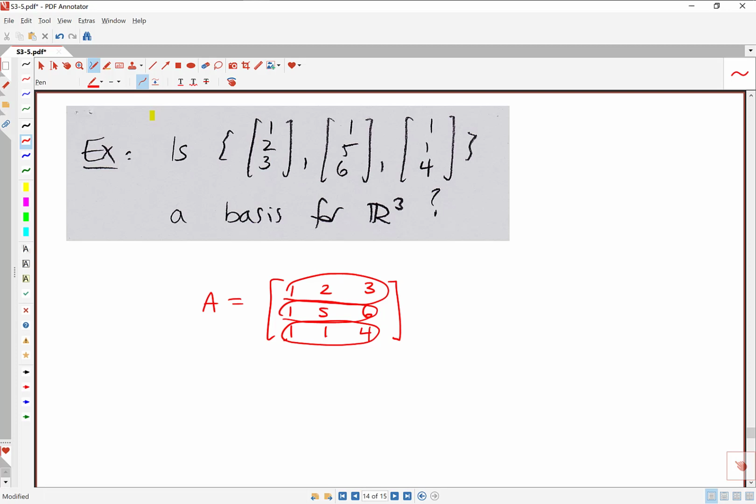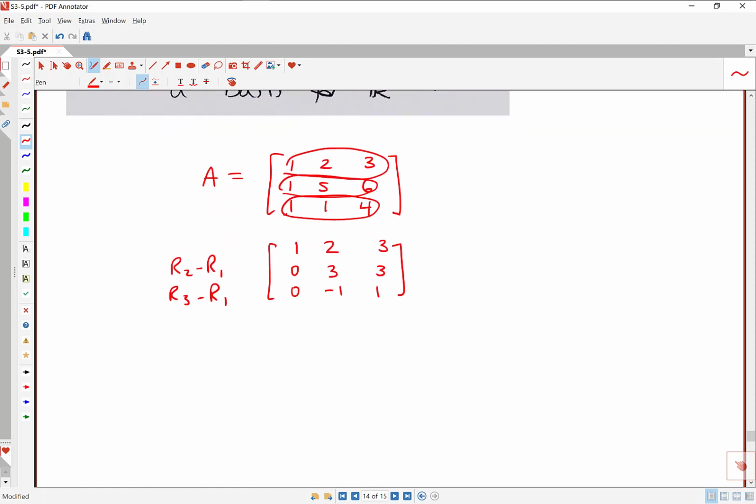Okay, so let's get this matrix into REF. I'm basically going to run through the steps without too much detail. So row 2 minus row 1 and row 3 minus row 1 would give us 1, 2, 3, 0, 3, 3, and 0, negative 1, 1. And then from there, a couple more steps, we could go row 2 over 3. And then once we had that, we could go row 3 plus row 2. So if we were to do that, here's our REF that would pop out: 1, 2, 3, 0, 1, 1, and then 0, 0, 2.